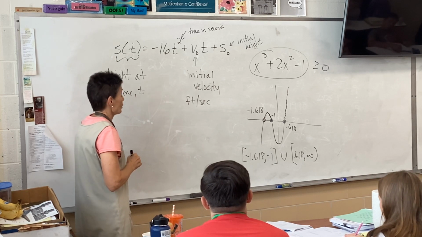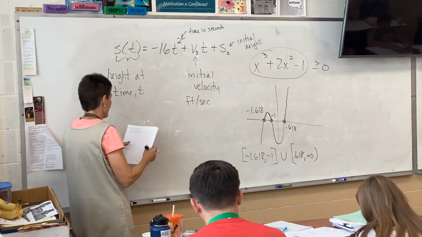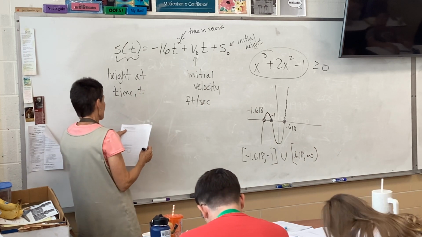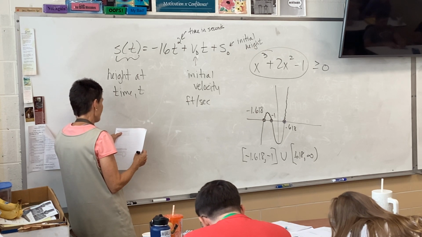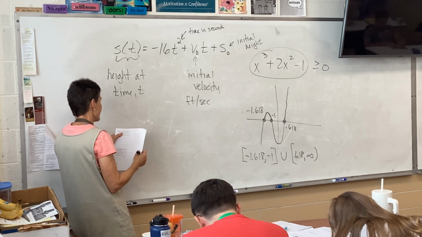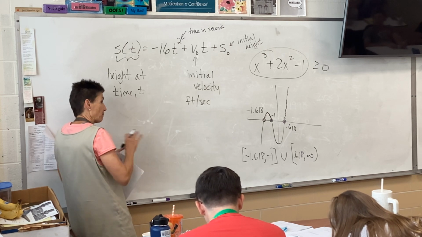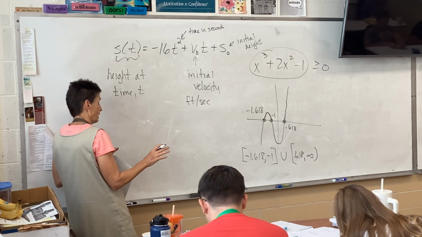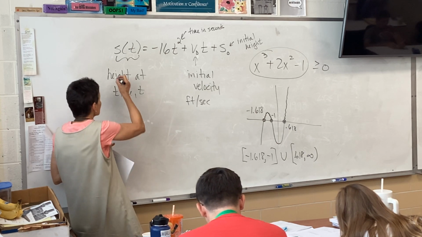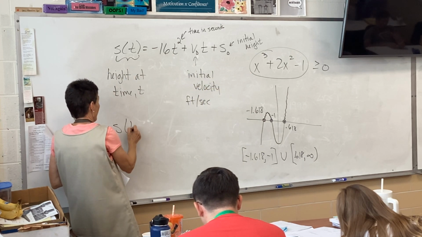Okay, so let's read our problem and see if we can figure out, this is the formula we're going to use. It says a projectile is launched straight up from ground level with an initial velocity of 256 feet per second. Okay, stop right there. You can't answer any questions without building your formula. So what is my formula going to look like for this problem?